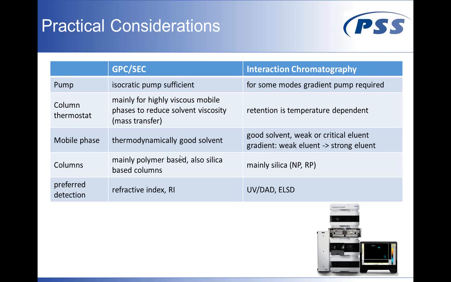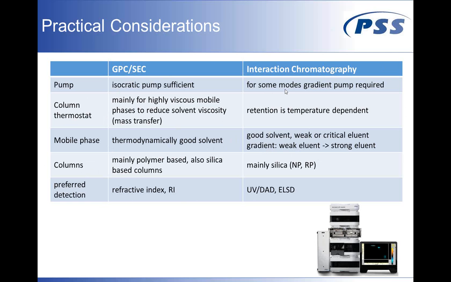Columns, well, in GPC, most of the time you run polymer-based columns, and sometimes you use silica. In interaction chromatography, it's the other way around. Most of the columns that are used in interaction chromatography are still silica columns. Usually we can classify them as polar columns, which are used for normal phase, or nonpolar columns, which are used for reversed phase applications.